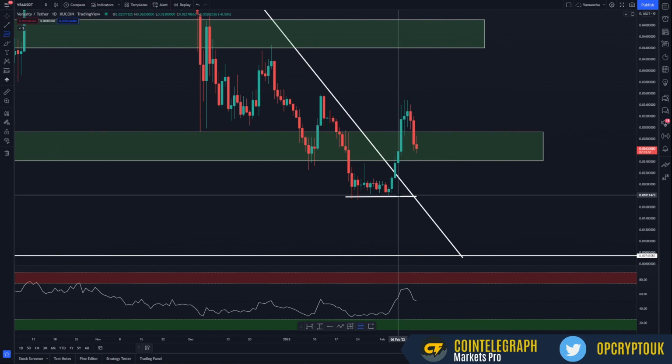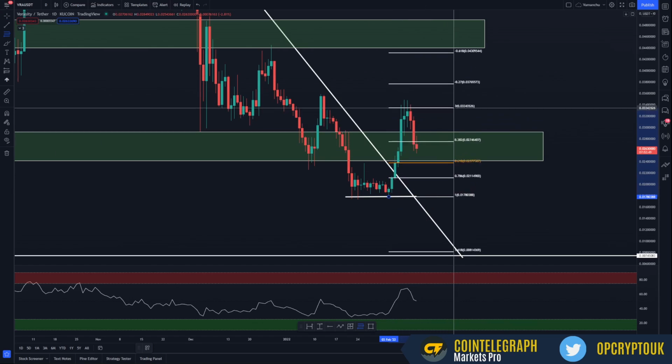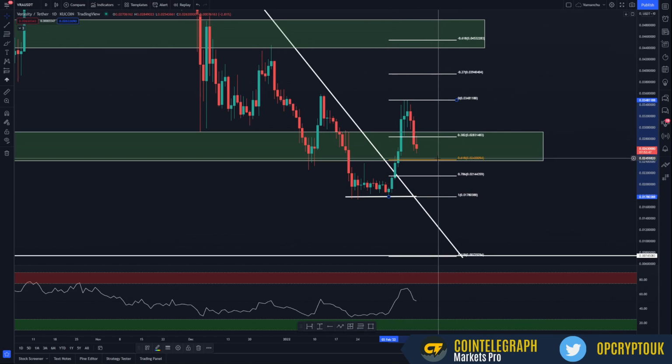In terms of Fibonacci level, if we look at the bottom and move it to that top, I think we're coming down now to this golden ratio. So if you are wanting to accumulate, or if you're wanting to get into Verasity for the first time and you're wanting to buy it, I think this is a great area to look at targeting.